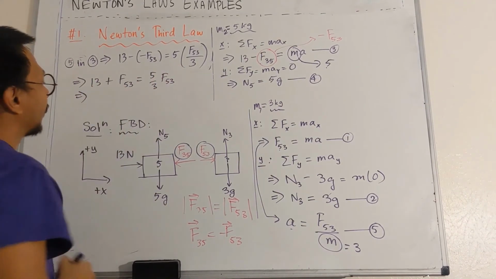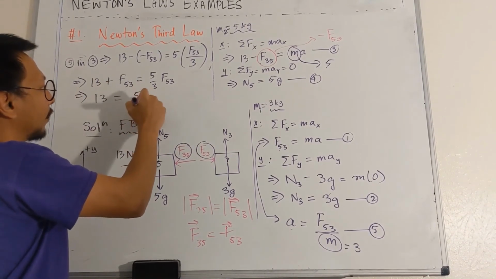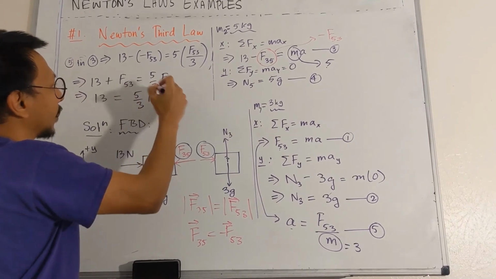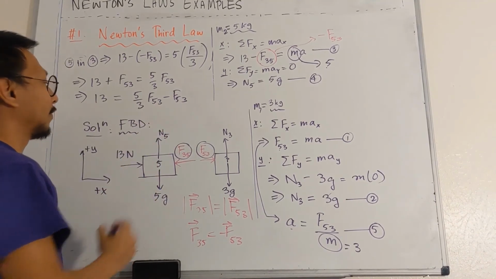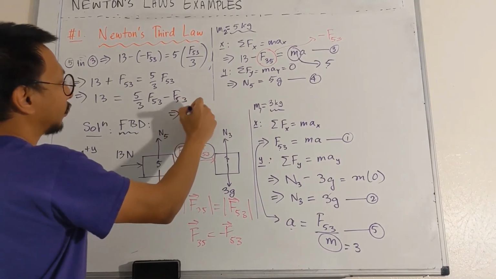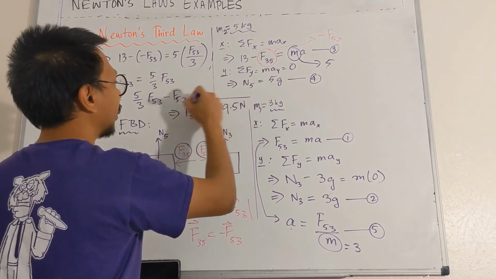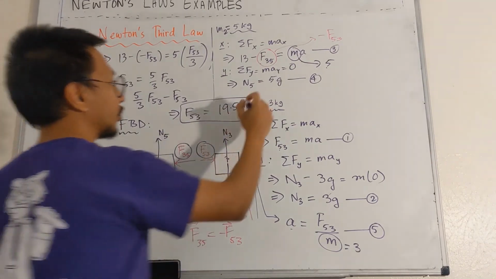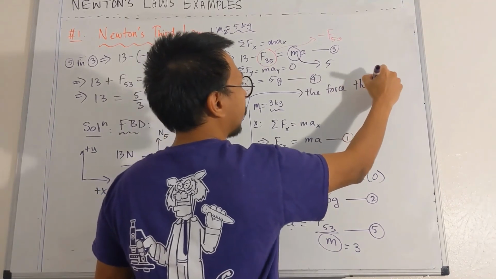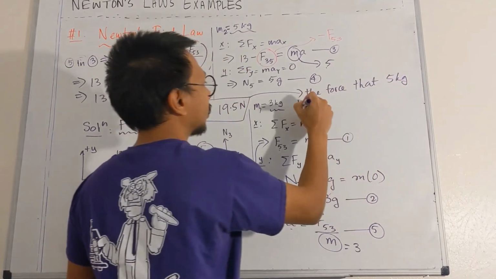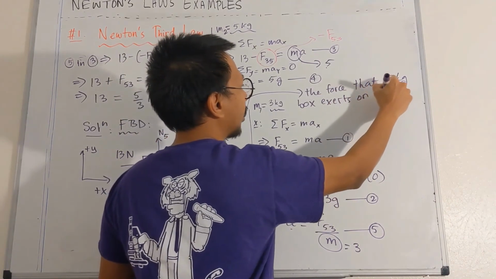So let's bring all the F53s on one side. So 13 is equal to 5/3 F53 minus F53. If you solve for F53, we have F53 equals 19.5 newtons. All right, so this is the force that the 5 kilogram box exerts on the 3 kilogram box.